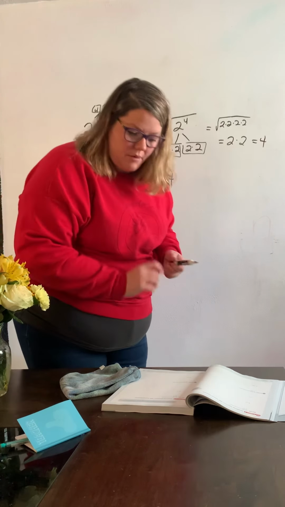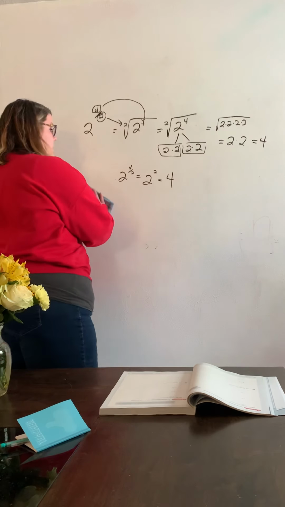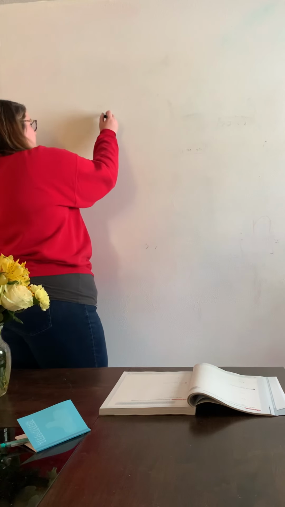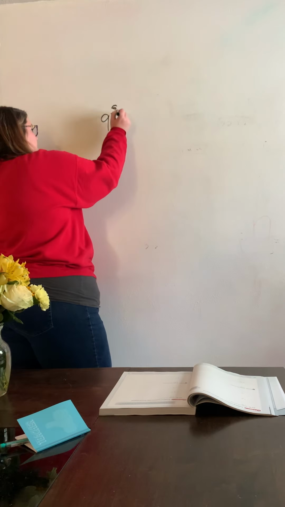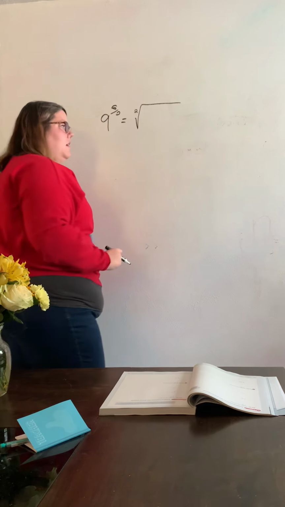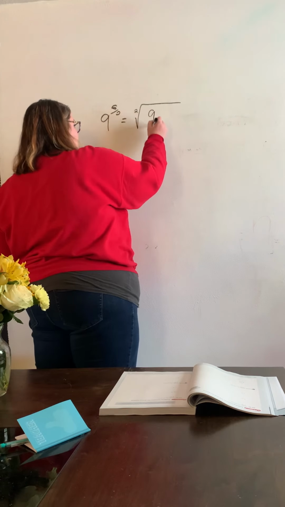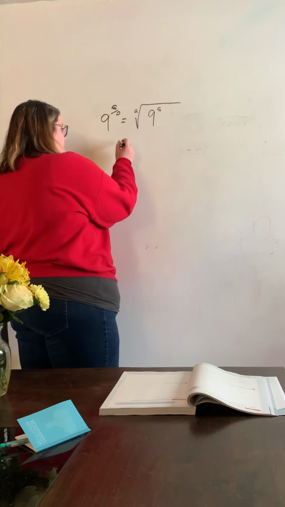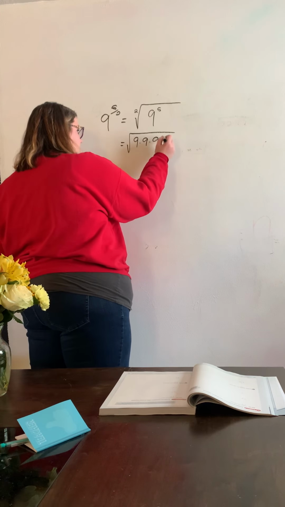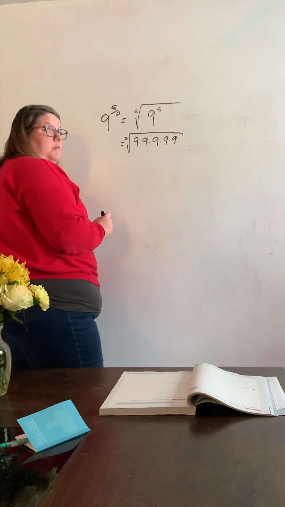But if we were to look at number 9, which is one of the ones that I assigned you, we have 9 to the 5th over 2. So what we're looking for, we're going to use our denominator out here. We're looking for what times itself 2 times gives us 9 to the 5th. So again, we're going to have 5 9s. 1, 2, 3, 4, and we're looking for groups of 2.